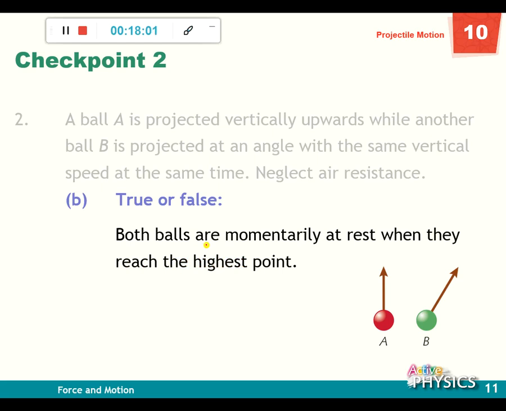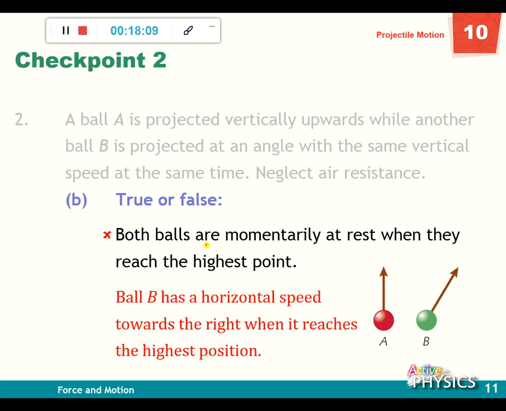Part B, both balls are momentarily at rest when they reach the highest point. Is it true? No. But how to know that? Once again, the highest point depends on two values, uy and g. For g, should be the same, no change. But how about uy? Once again, look at the question. This one tells you that they have the same u. But you can notice that for B, you should resolve the component. For the vertical component, should be u sine theta only.